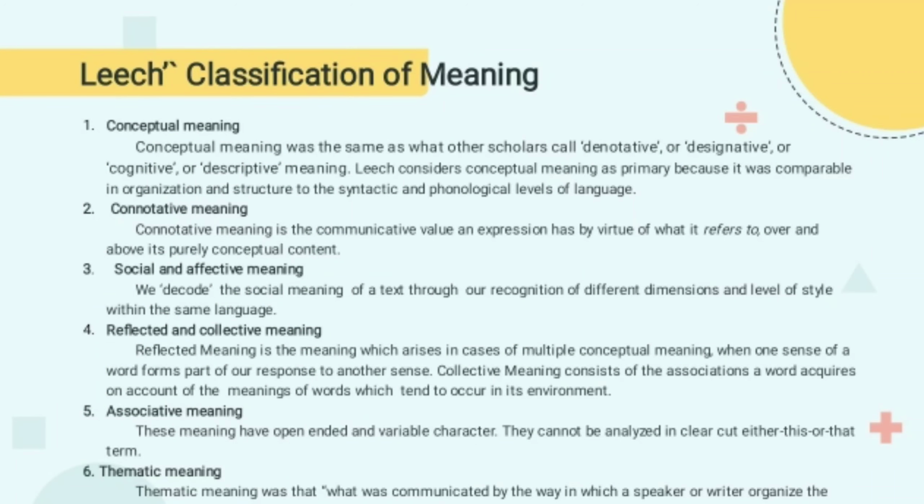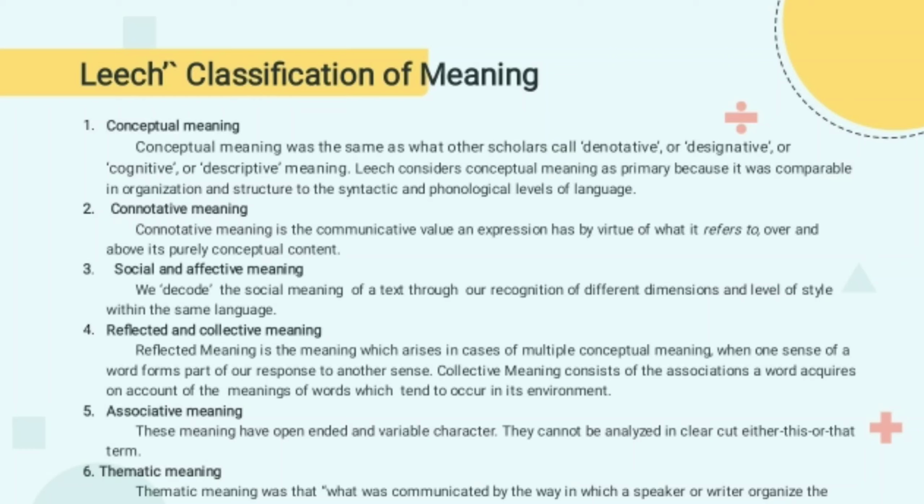Then, besides types of meaning, there are classifications of meaning. In this point, we will talk about 6 classifications. The first one is conceptual meaning. Conceptual meaning is the same as what other scholars call denotative or designative or cognitive or descriptive meaning. Leech considers conceptual meaning as primary because it is comparable in organization and structure to the syntactic and phonological levels of language.